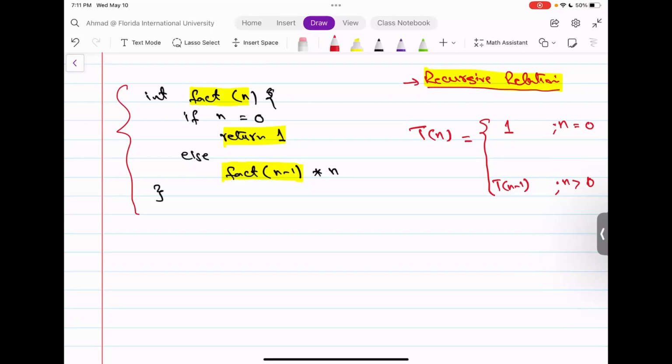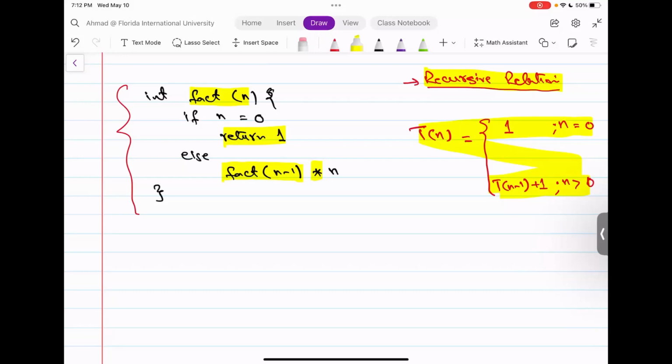And in addition to that, I am performing this multiplication, which costs something, so I have to add that cost as well. Since this is an arithmetic operation, the cost is constant, which is 1. This is called a recursive relation. So this is a recursive relation to compute the time complexity of this algorithm.